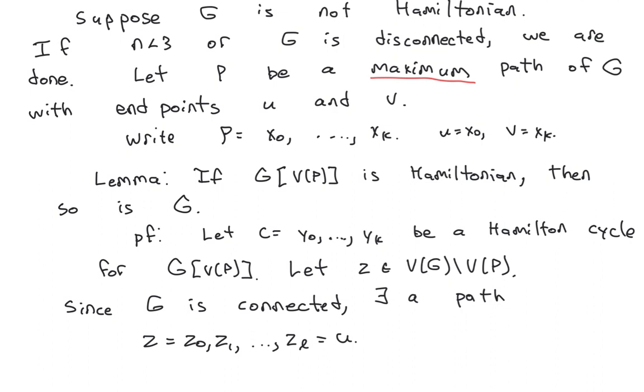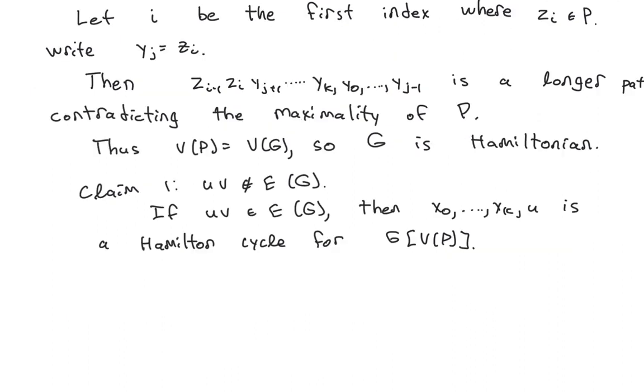And first off, we're going to suppose that the vertices of the path do not equal the vertices of the entire graph. So let Z be some vertex in G that's not on the path. Since G is connected, there has to be a path in our original graph from Z to U. We're going to let the vertices on that path be denoted Z0 through Zl. We're going to let i be the first index where Zi is on the original path.